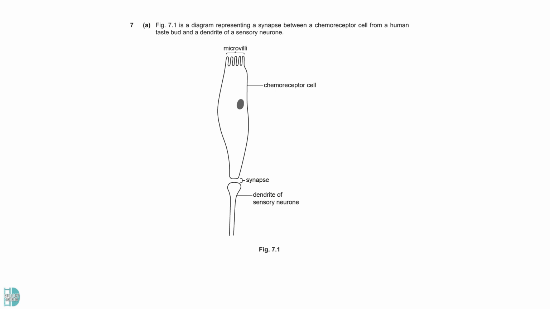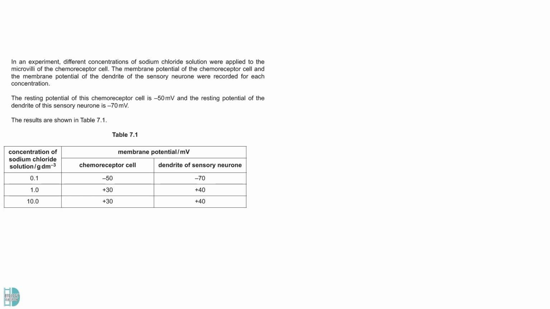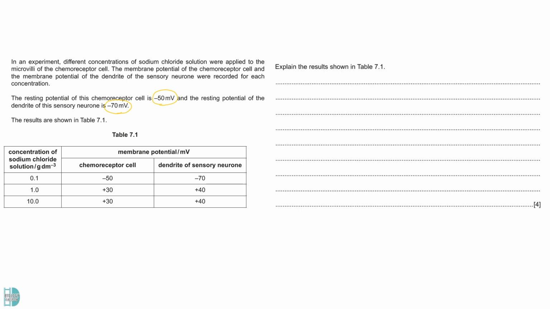Question 7 shows a synapse between a chemoreceptor cell from a human taste bud and a dendrite in a sensory neuron. The resting potentials are -50 and -70 mV respectively. Table 7.1 shows the membrane potential of the two structures when different concentrations of sodium chloride were applied to the microvilli of the chemoreceptor cell. You are asked to explain the results in the table.